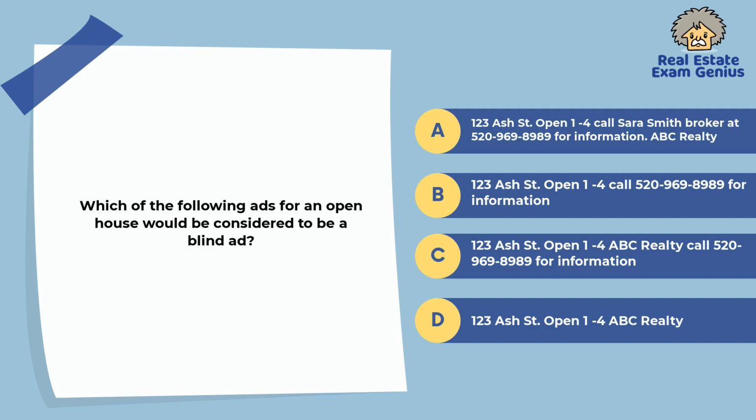Which of the following ads for an open house would be considered to be a blind ad? 123 Ash Street, open 1-4, call Sarah Smith, broker at 520-969-8989 for information. ABC Realty. 123 Ash Street, open 1-4, call 520-969-8989 for information. 123 Ash Street, open 1-4, ABC Realty, call 520-969-8989 for information. 123 Ash Street, open 1-4, ABC Realty.